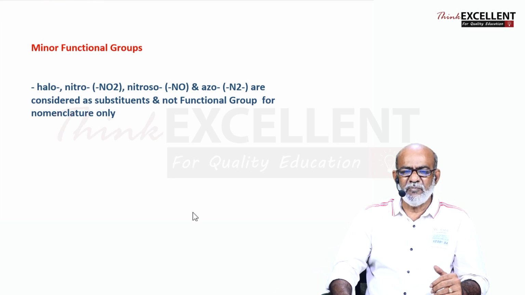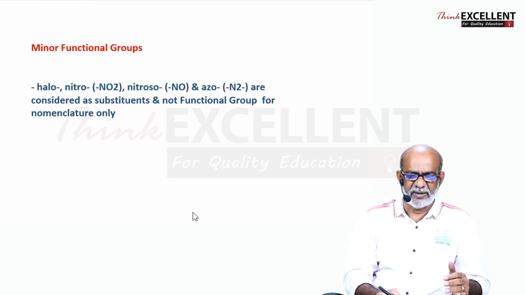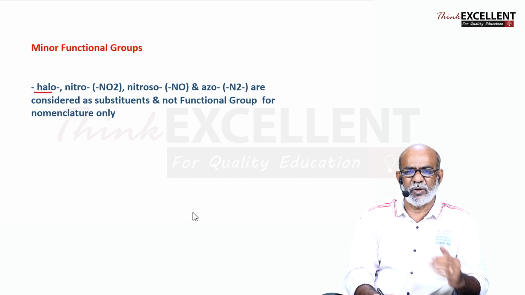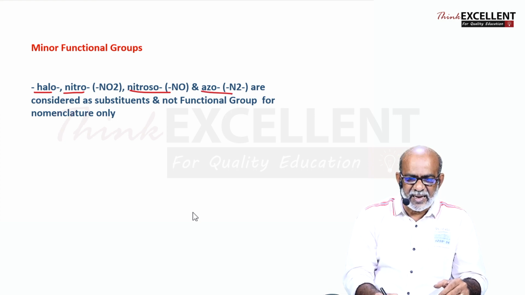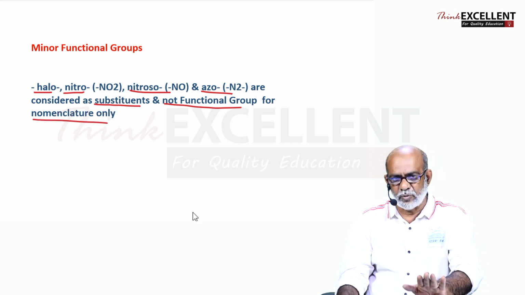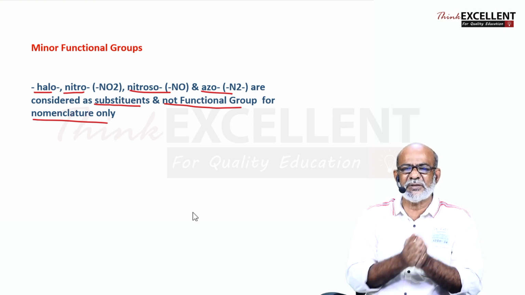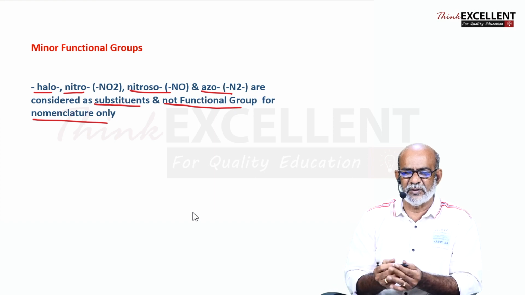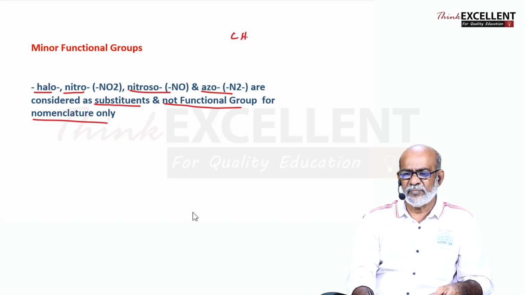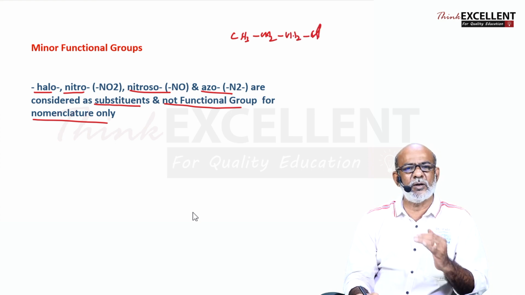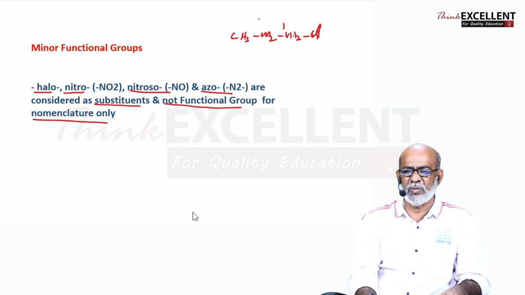Next, some functional groups are minor functional groups. What are the minor functional groups? All the halogens, chlorine, bromine, iodine, nitro, nitroso, and azo are considered as substituents and not as functional groups for nomenclature. Even though it is a functional group, when you write the name, you should not consider it as a functional group. This is a substituent, so it comes in the prefix, not at the suffix. For example, CH3, CH2, CH2, Cl. Whatever is given, first you find the root word. How many carbons? 1, 2, 3. What's the root word? 3, prop. I write it prop.